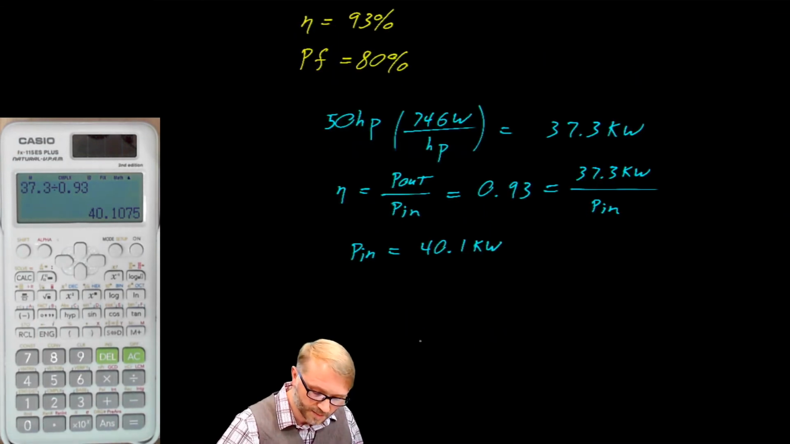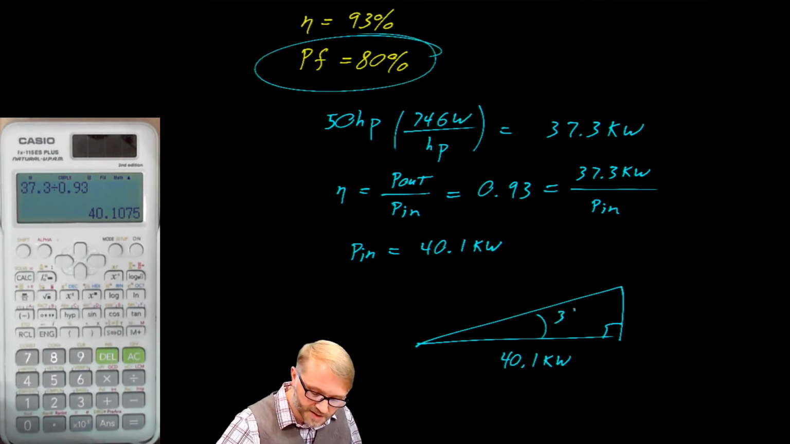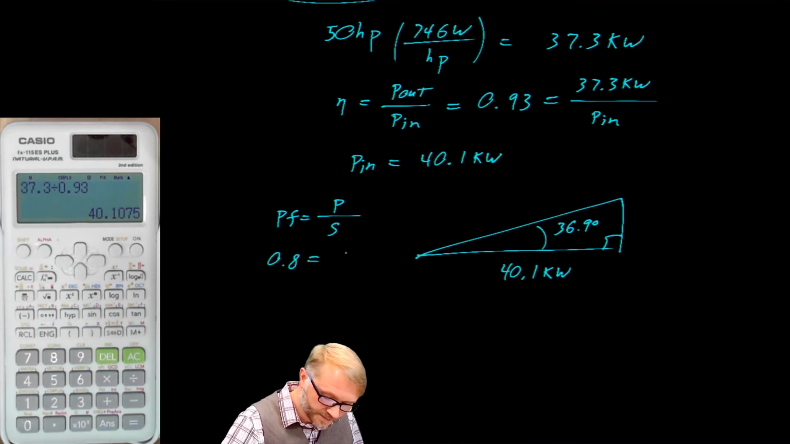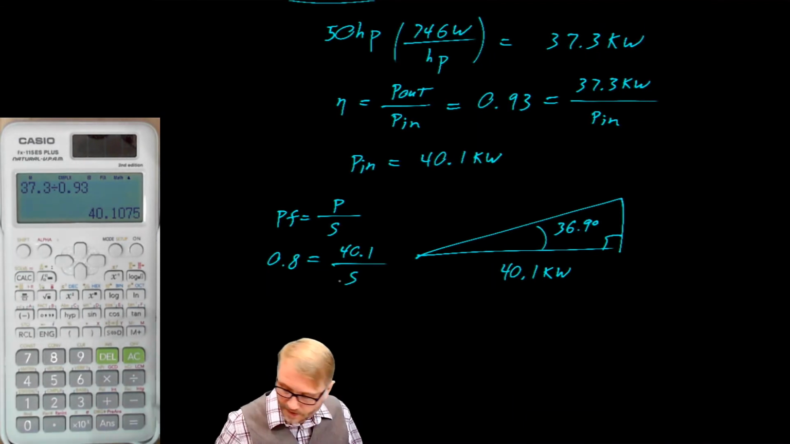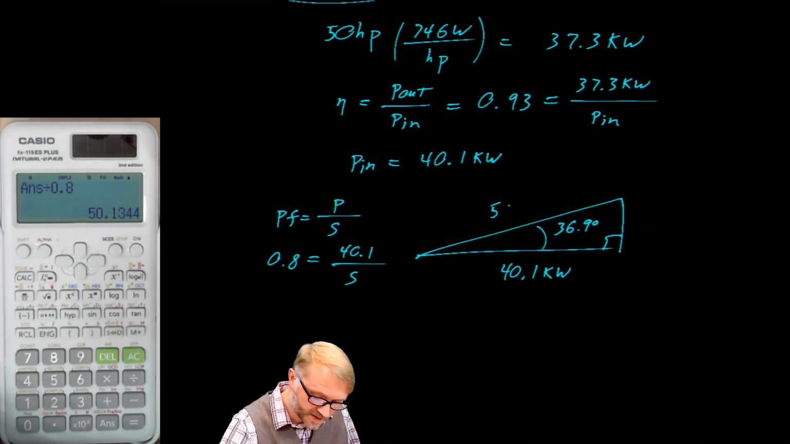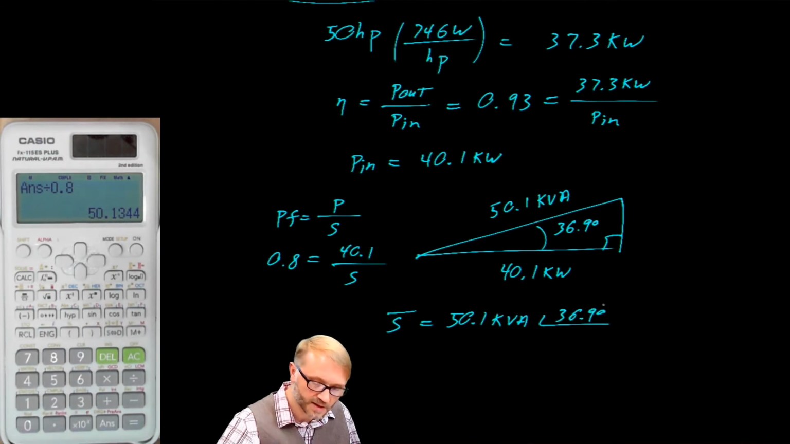We can now make our power triangle. So that's 40.1 kW. Our power factor is 80%, so that's 36.9 degrees. And remember that power factor is the ratio of real power to apparent power. So 0.8 is equal to 40.1 over S. So 40.1 divided by 0.8 tells us that this is 50.1 kVA. So S we would express as 50.1 kVA at a phase angle of 36.9 degrees.